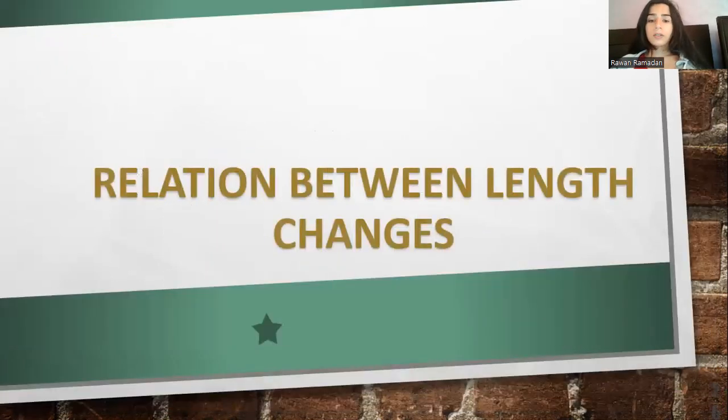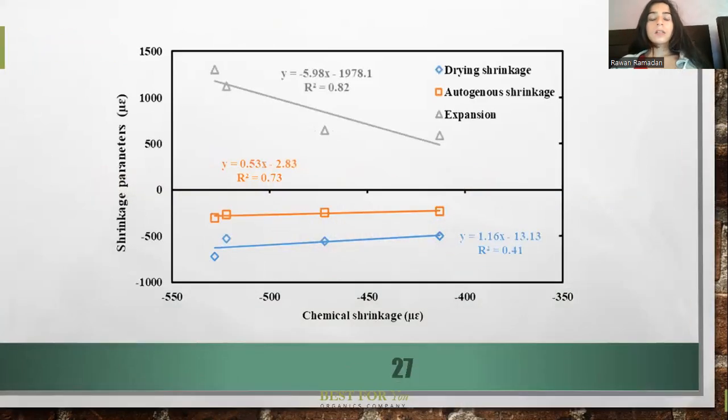Relation between length change. This plot presents the relation between chemical shrinkage and shrinkage parameters such as drying shrinkage, autogenous shrinkage, and expansion. The correlation between chemical shrinkage and autogenous shrinkage is positive, and this is due to the fact that in the initial setting time, the autogenous shrinkage represents the external volume change, which is equal to the chemical shrinkage, up to 8 hours. Then, as the pozzolanic reaction increases, the chemical shrinkage continues to increase.